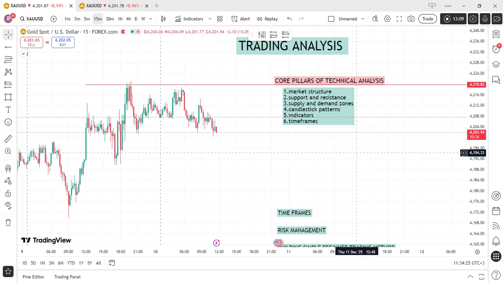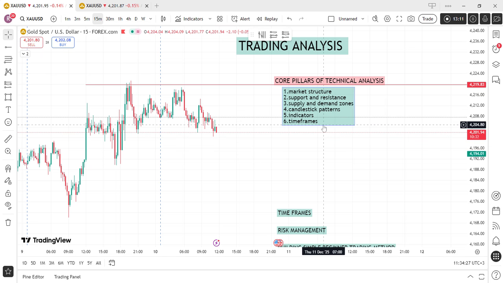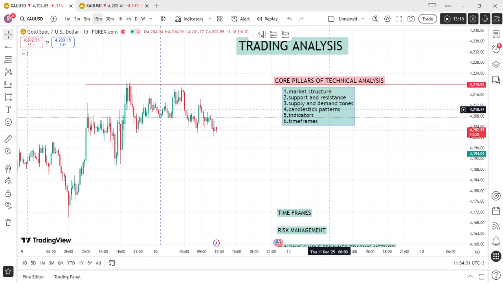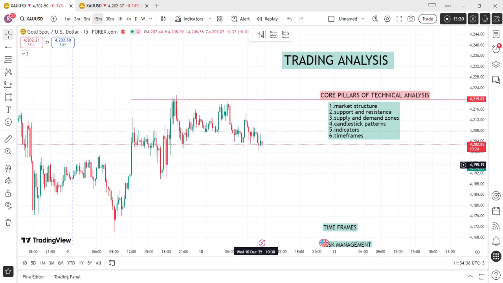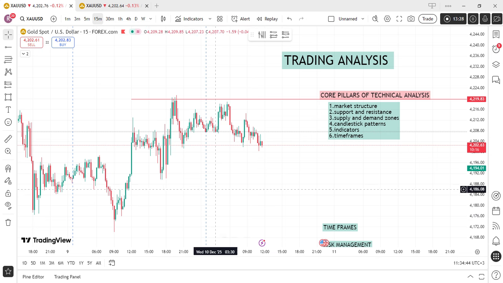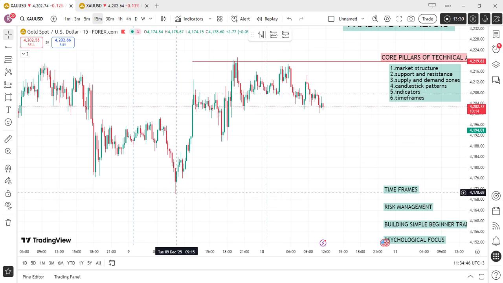And when we leave supply and demand, we're going to go to candlestick patterns. Sometimes, I like using the word sometimes because there's nothing like 100% with trading. These candles usually show the battle between buyers and sellers. For example, you can see things like a rejection wick, like this one. These are wicks.